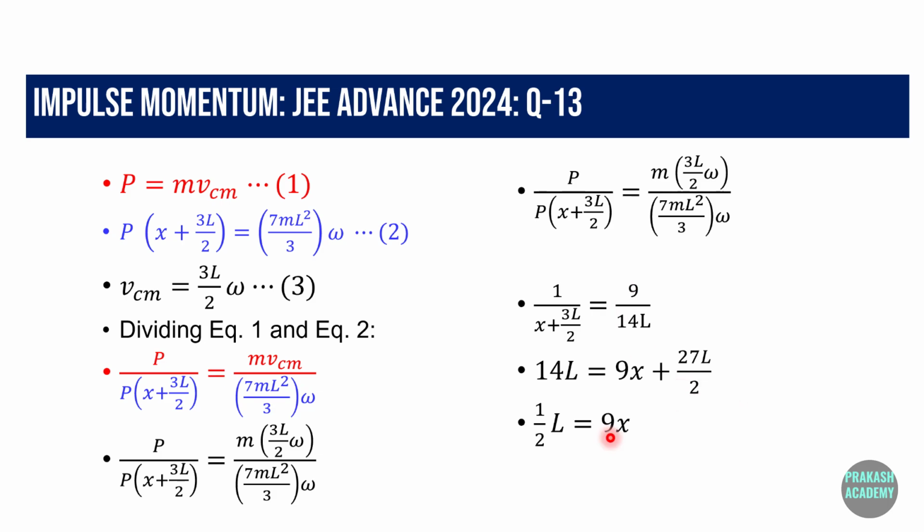This means, taking this side, 14 into 2 is 28, minus 27, that is 1. So I will have L by 2 is equal to 9x. So this means x is equal to L by 18. So this means the value of n, that is L by n, is equal to 18.